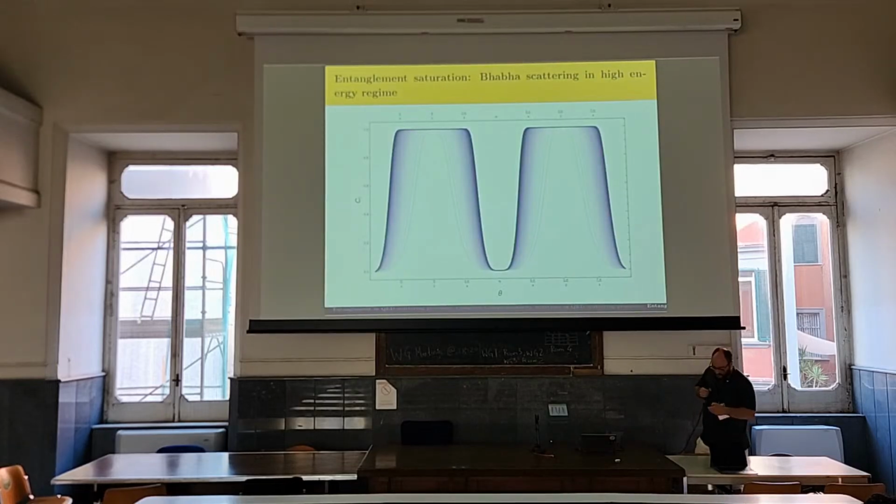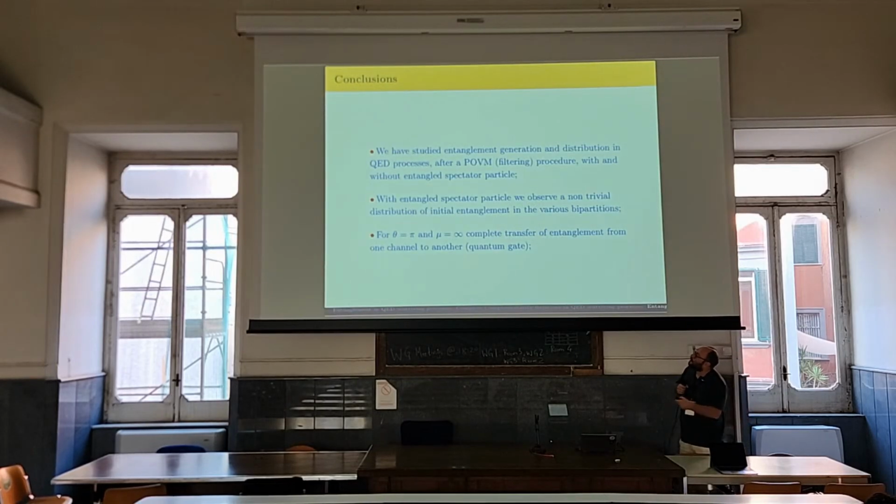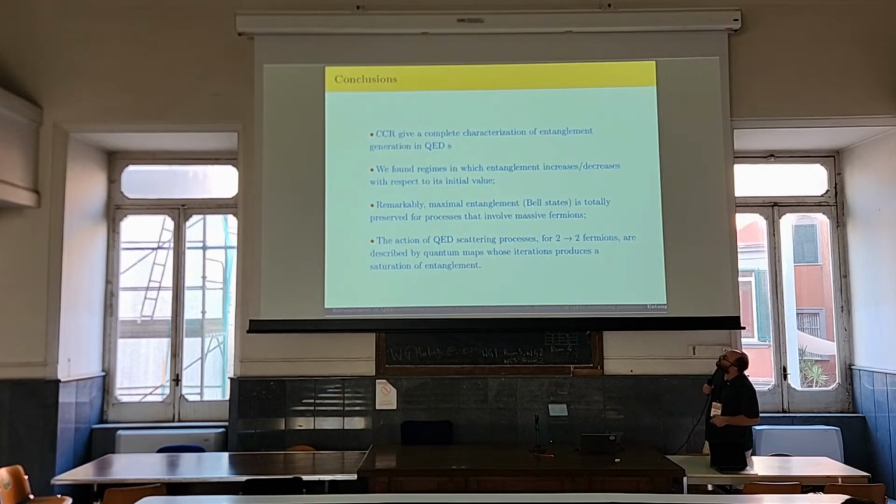and in the relativistic one. And here a little bit of conclusion. Entanglement with a spectator particle is a fundamental feature of the interaction. At a relativistic regime, theta equal to pi acts as a quantum gate that transfers entanglement completely, and the concurrence gives us the possibility of a complete characterization of generation in QED, and conservation and saturation are the consequence of a deeper nature of our interaction. Thank you very much.